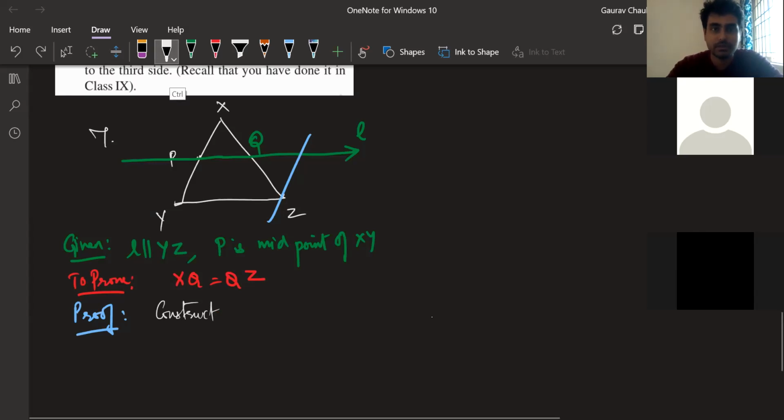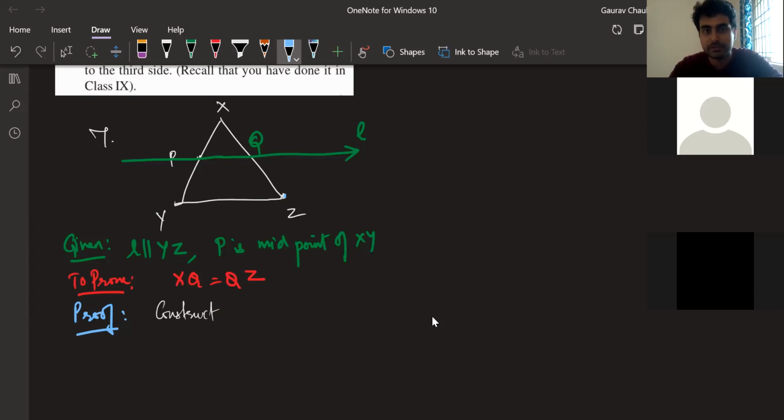Okay. Let me draw this line. I'm drawing in blue because it's a part of our construction. So here we have this line. Let's name this. What do you want me to name this? R. Okay. So construct one more thing, Z, will be that.